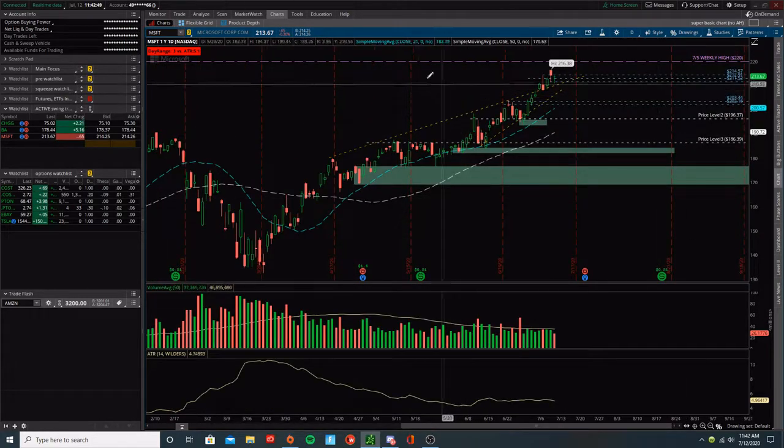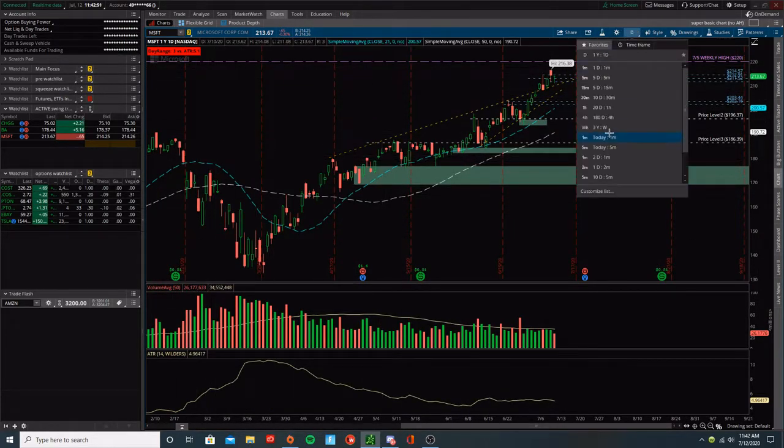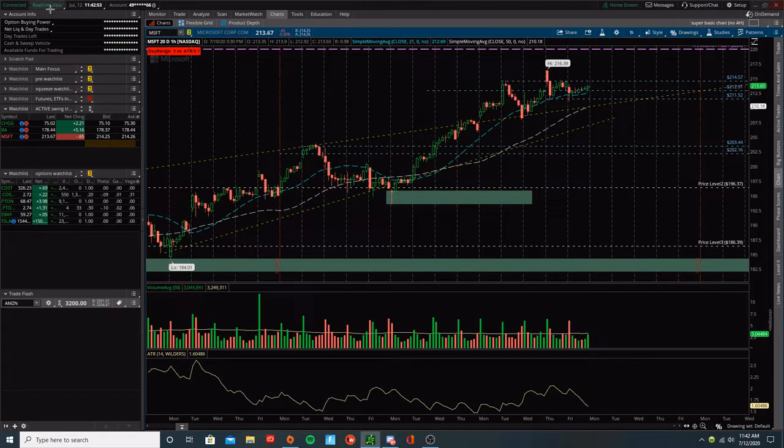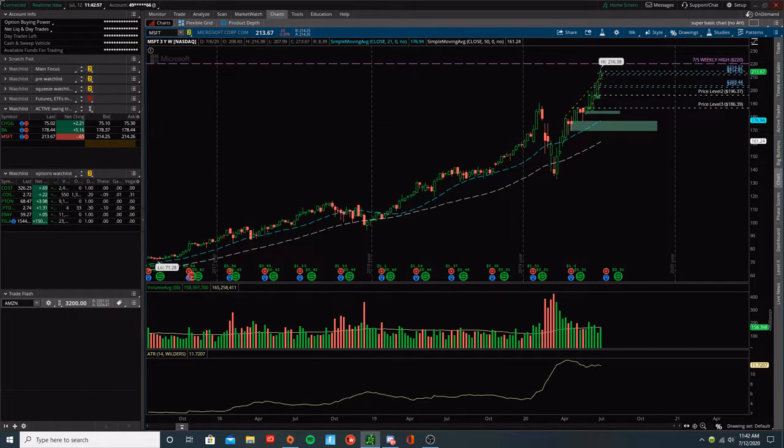So on average, Microsoft moves 4.96 points in a day because we're on the daily time frame. On average, Microsoft moves 1.6 points in an hour. We're on an hourly time frame, and it moves 11.72 points on average in a week because we're on a weekly time frame.